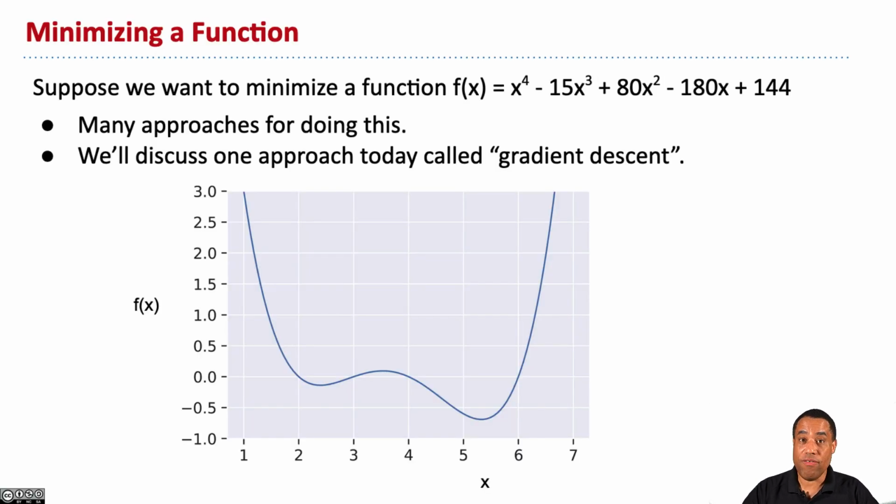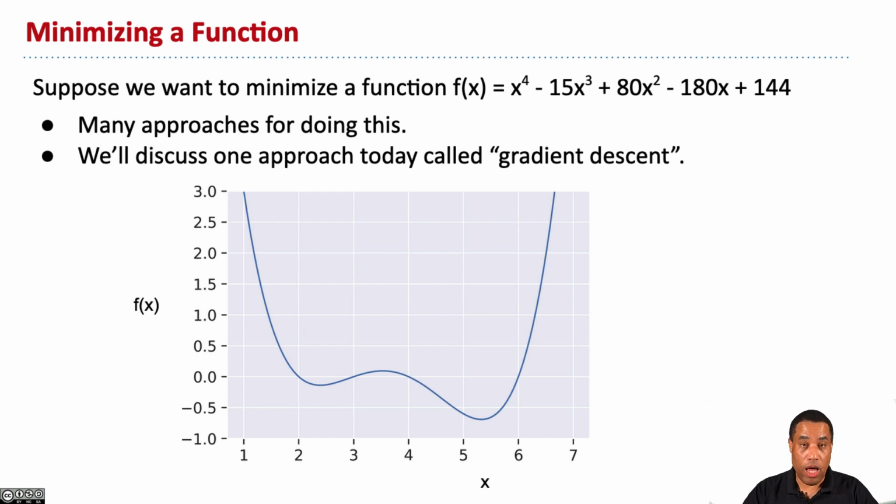Let's say we have a function that we want to minimize, like a loss function. So here's an arbitrary function, our loss function, and it's f of x equals x to the fourth power minus 15x cubed plus 80x squared minus 180x plus 144. Now, there are many different approaches that we could use to minimize this function, and we're going to discuss one approach today that's called gradient descent.